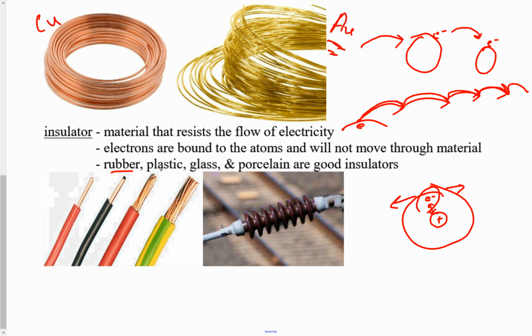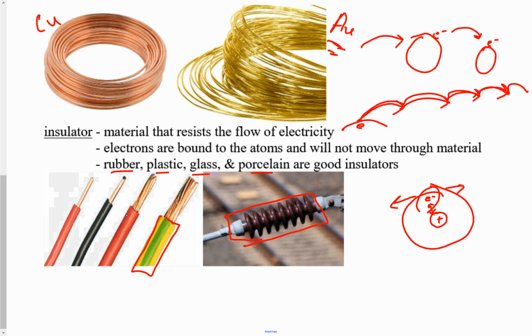We know things like rubber, plastic, glass, porcelain. You'll see these hanging overhead on high power lines. Those are porcelain insulators. You can use glass. The coating on the outside of wire is a type of rubber insulator. It's actually more, I guess, like a vinyl insulator might be a better way to say it.